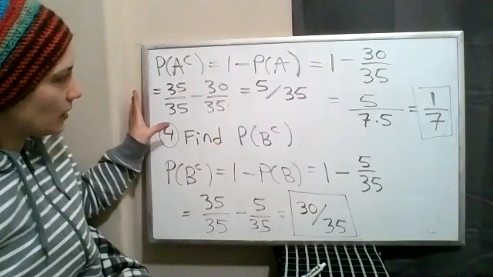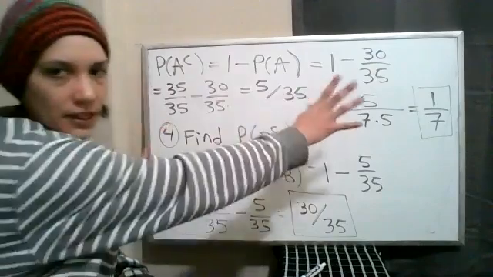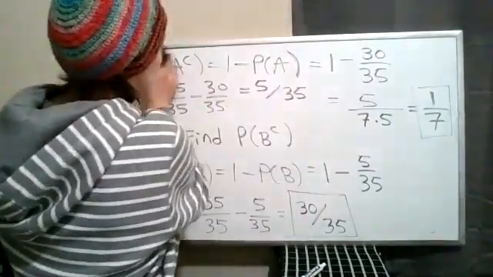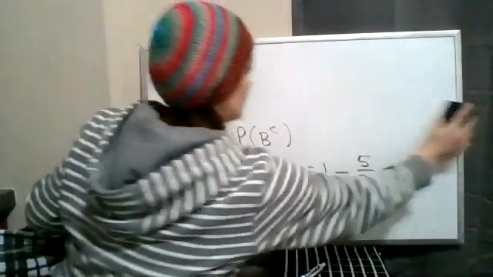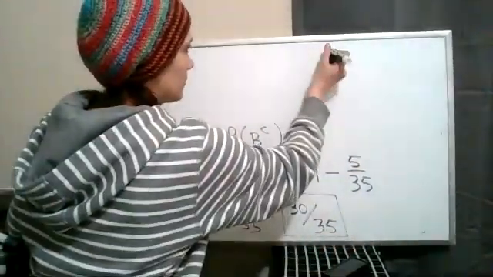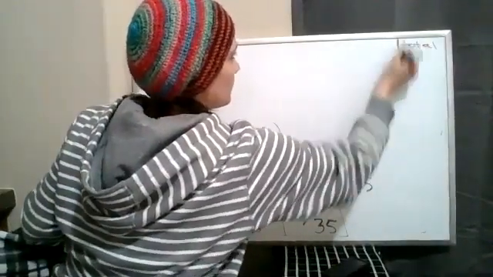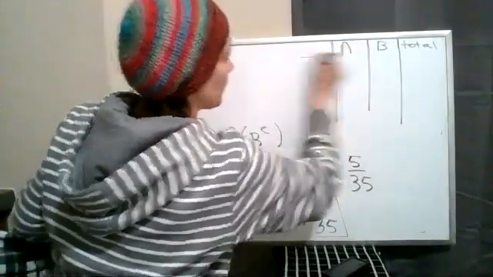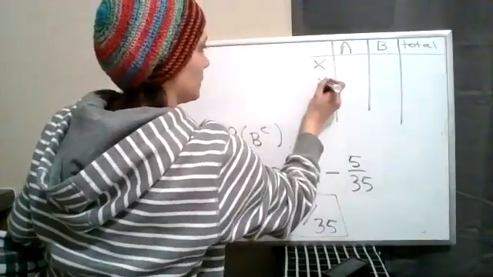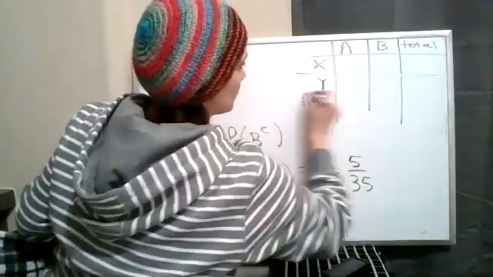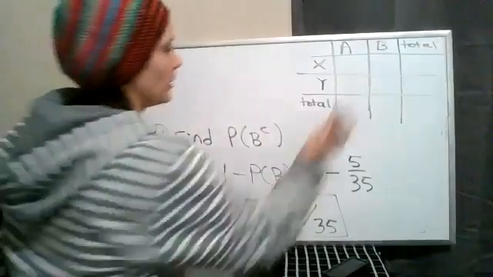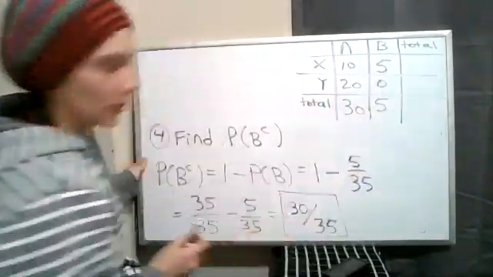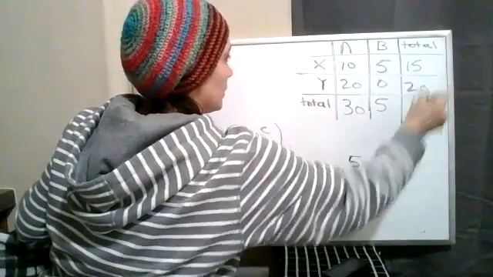So I think I can put the table maybe over here, and then we can keep on working through problems on the side. Ten, 20, 30. 5, 0, 5. 15, 20, 35. Cool.